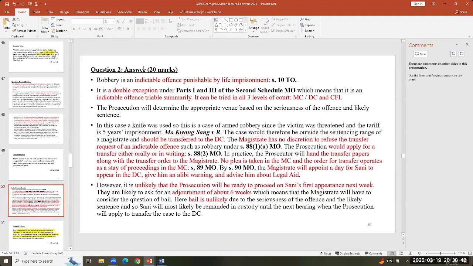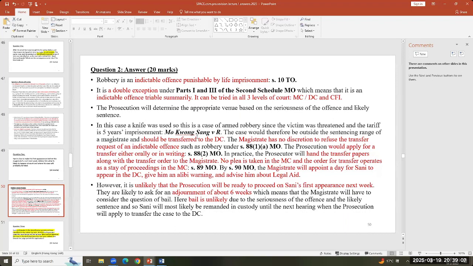So same things we talked about before: indictable offense, life imprisonment, all three levels of court, because it is excluded by parts 1 and part 3. So it's an indictable offense that can be triable summarily, up to the prosecution to decide. This time it's an armed robbery with a knife. So Tariff and Mo Kwang Sang, 5 years imprisonment.